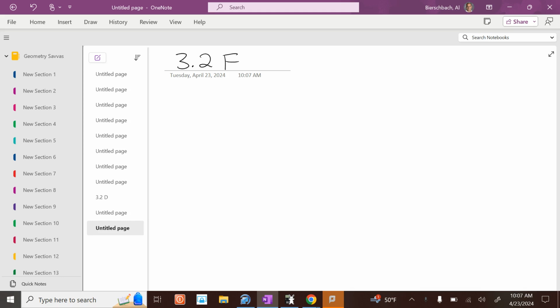All right. So let's take an example here. Let's say we have cosine of x over cosine of x plus 1 equals secant of x minus 1 over tangent squared of x. Okay.